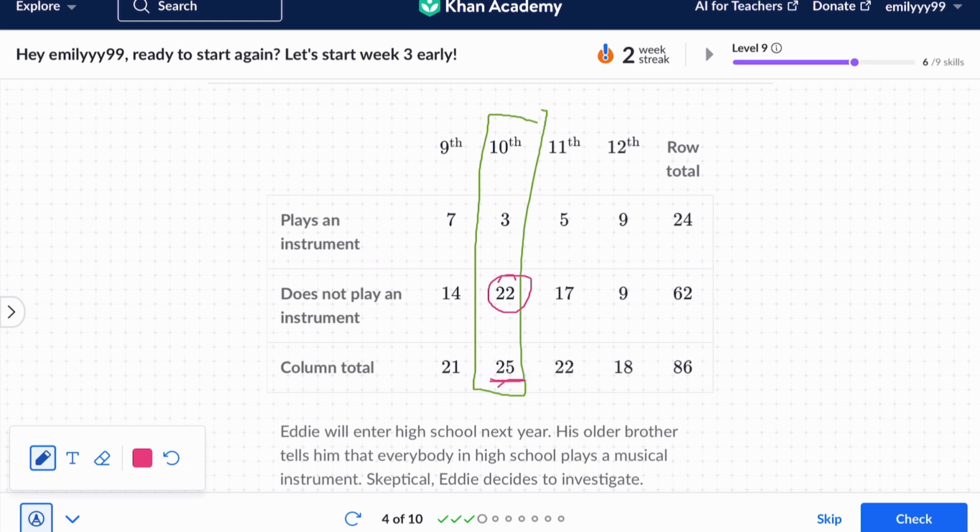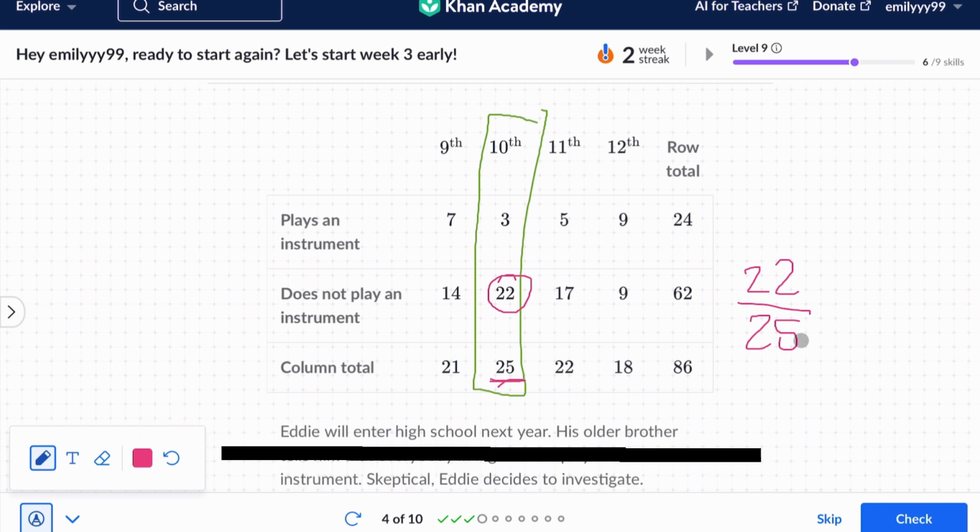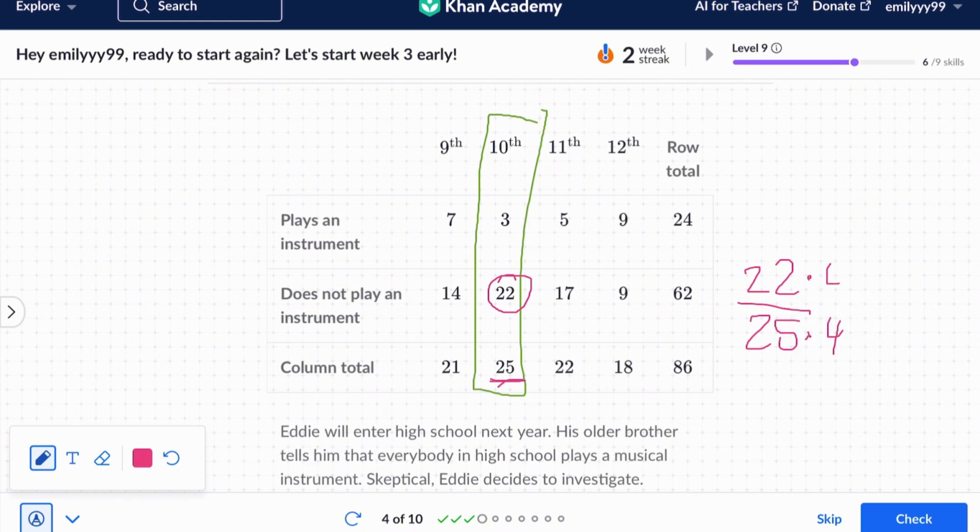That's 25. So our percent should be 22 over 25. And we can put that into the calculator to see what that gives us. But as we can see, 25 is a factor of 100. So just multiply that by 4. That's going to give us 88 over 100. And so it should be 88%.